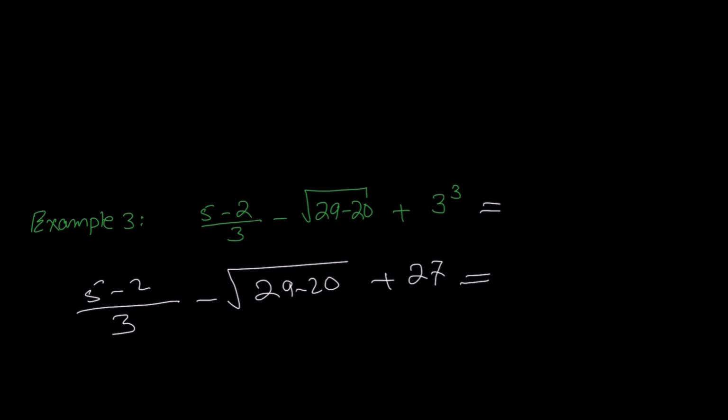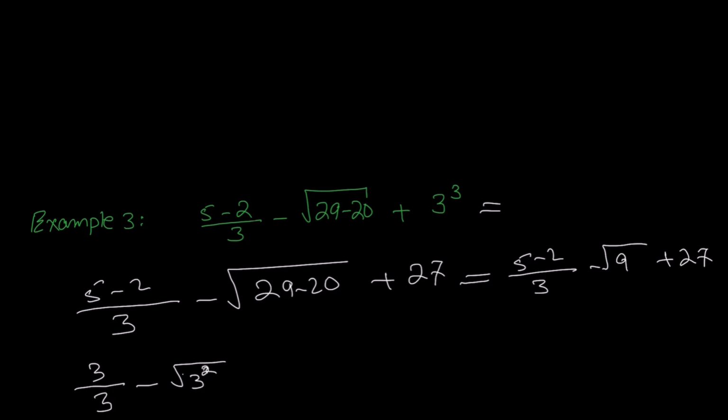When we become very good in math, you can do all these steps at once and still keep track of them. So 5 minus 2 divided by 3 minus the square root of 9, plus 27. You can write this one down, guys. In the meantime, let's simplify the first fraction: 5 minus 2 is 3. 3 divided by 3 minus, we can write this one as 3 to the power 2, and plus 27 is already in our question.